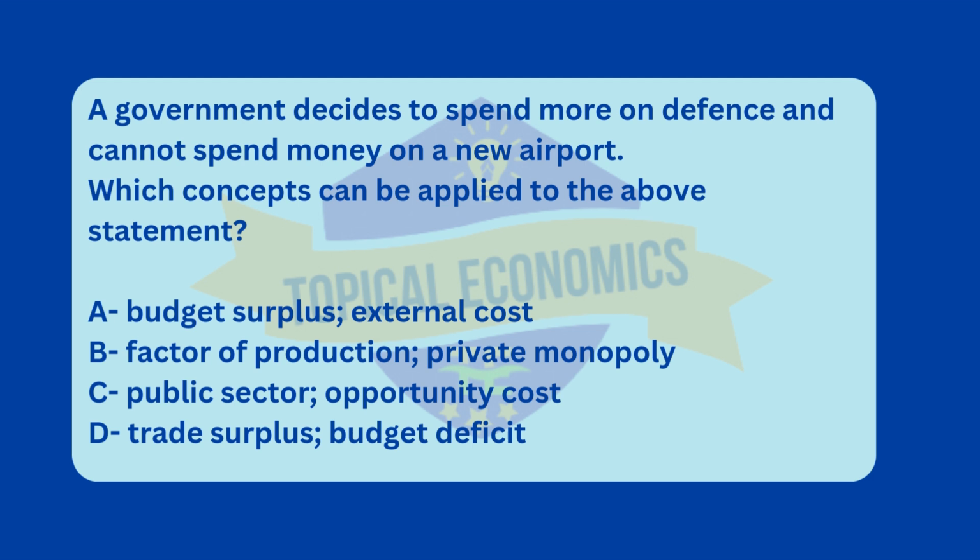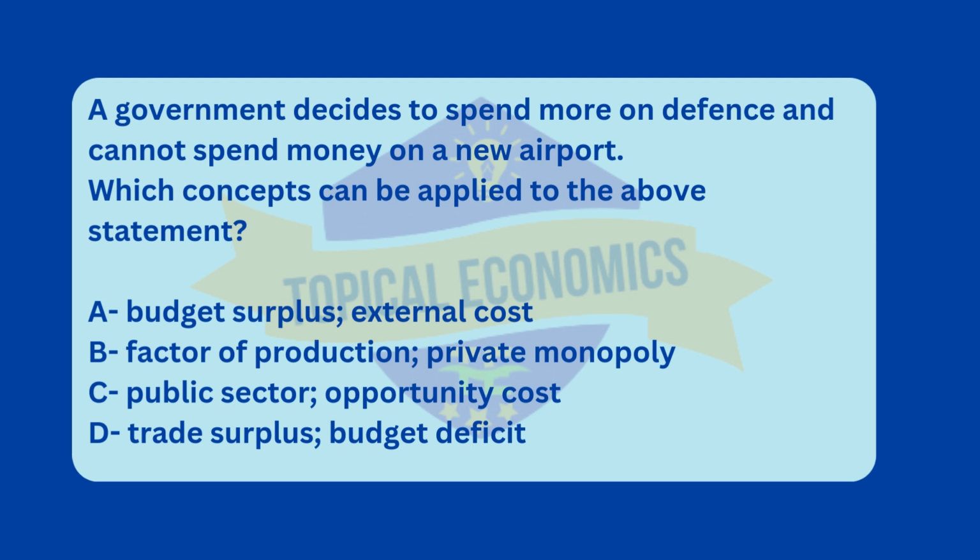Analyzing the other options. Option A, budget surplus, external cost. Budget surplus refers to a situation where government revenues exceed government spending. This does not apply here, as the statement does not mention a surplus or the fiscal balance. And external cost refers to costs that affect third parties who are not directly involved in an economic transaction, like pollution. This is not relevant to the government's decision between defense and an airport.